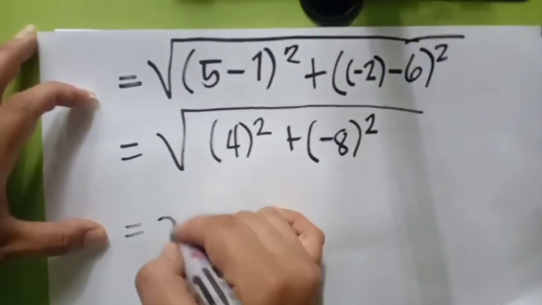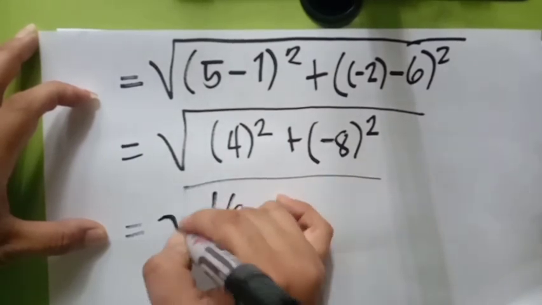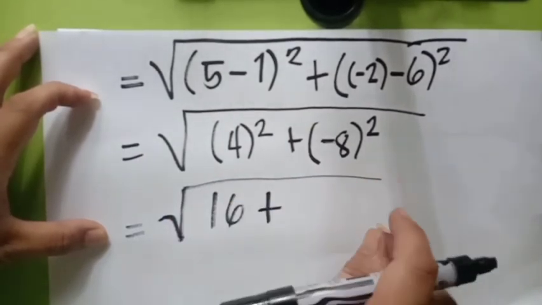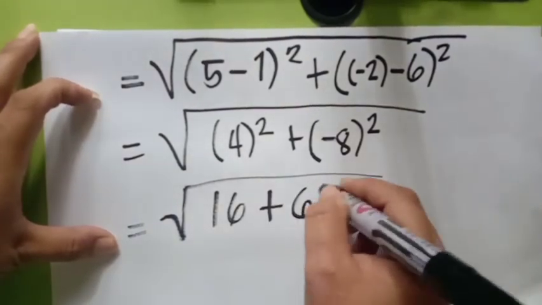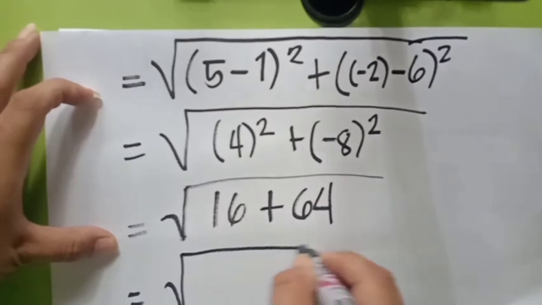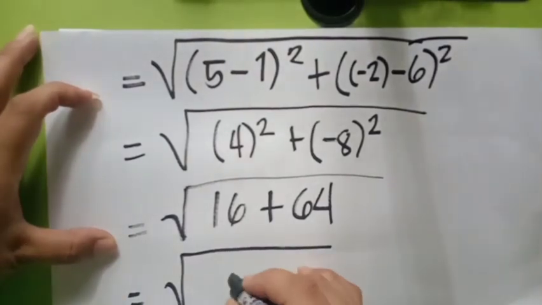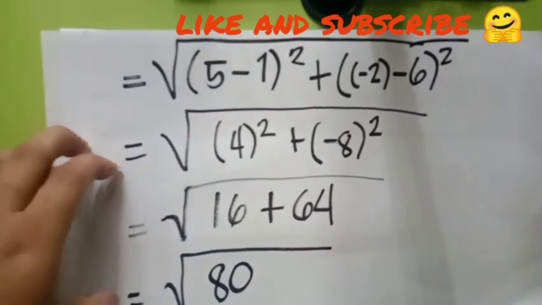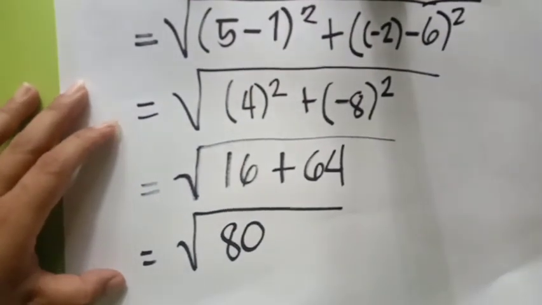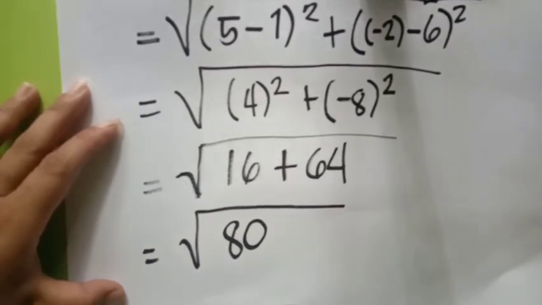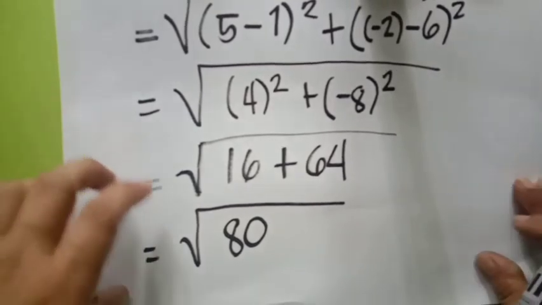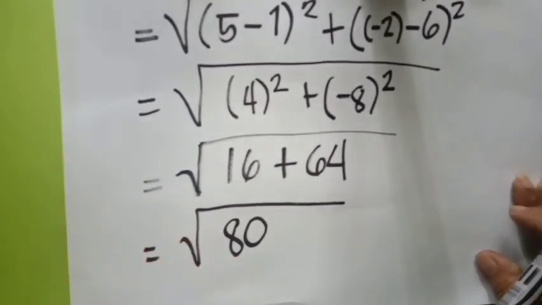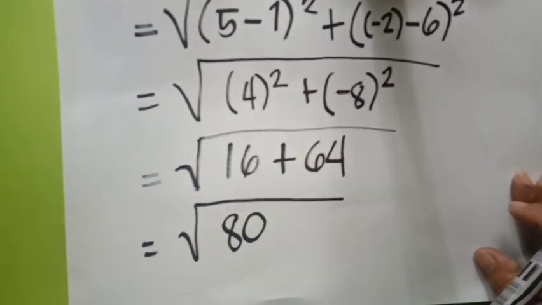Then, what is 4 squared? 4 squared is 16. Plus, what is negative 8 quantity squared? Negative 8 quantity squared means negative 8 times negative 8. So, negative 8 times negative 8 is positive 64. Then, what is 16 plus 64? 16 plus 64 is 80. Now, 80 is an irrational number. Ibig sabihin, hindi siya perfect square. Yung 80 is not a perfect square. So, pag hindi siya perfect square, mag-isip kayo ng factor ng 80 na perfect square kung meron. Kung wala naman, as is na, as square root of 80 ang sagot natin.